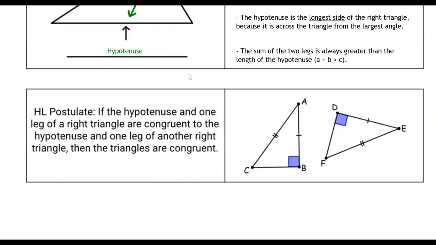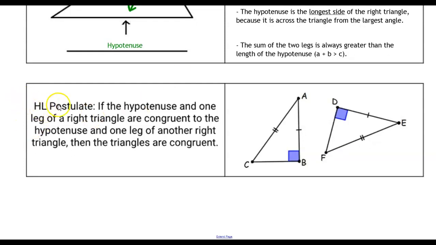Hypotenuse leg postulate, the HL postulate. Just to be clear, you'll see it in many different ways. You might see it as HL or Hyp-Leg or hypotenuse leg. If the hypotenuse and one leg, doesn't matter which leg, of a right triangle are congruent to the hypotenuse and one leg of another right triangle, then the triangles are congruent.